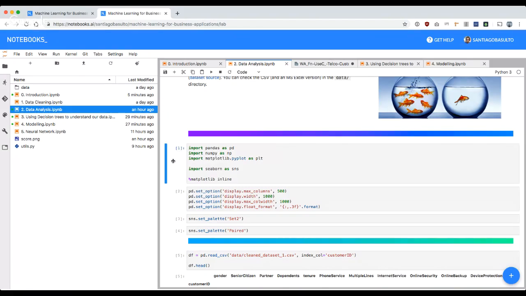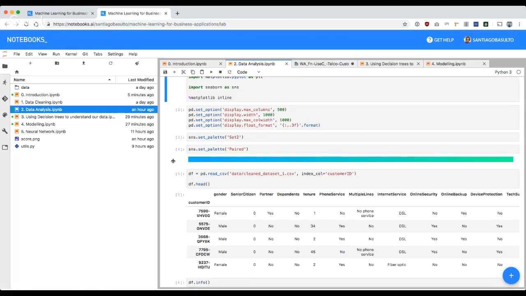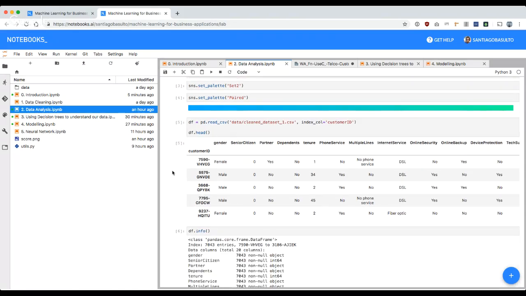I will not get into it in terms of code, but I want to show you some of the findings that we got in just a very quick exploratory analysis process, because, again, the idea of this workshop is to focus on the machine learning part.